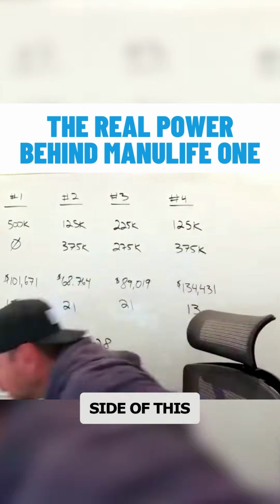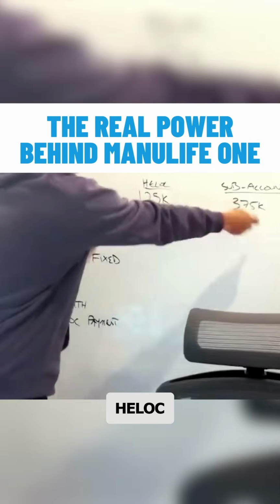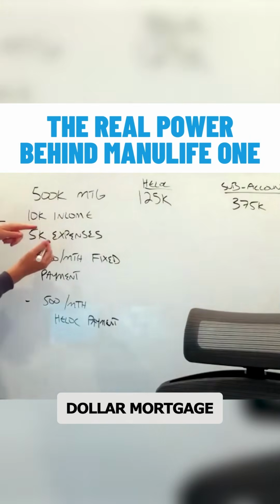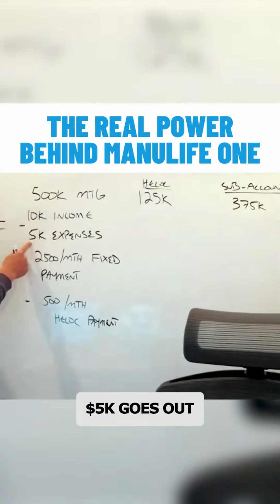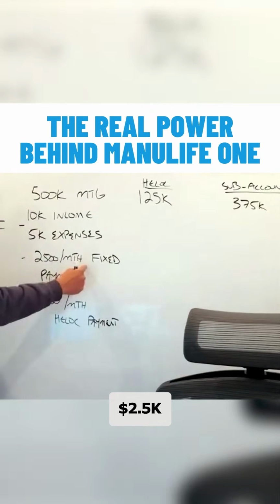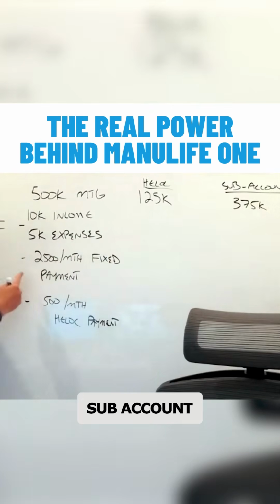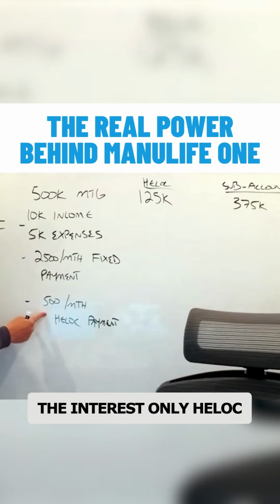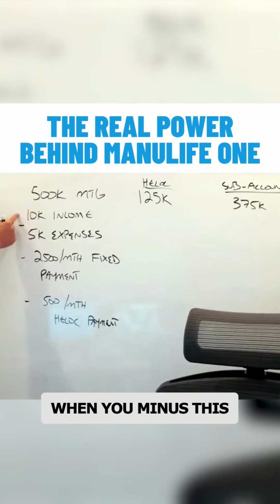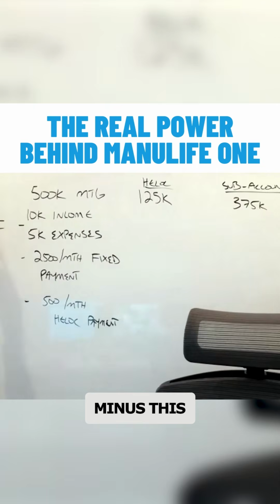So I'll go on the other side of this. This is that setup we had. HELOC, sub account, $500,000 mortgage, 10K of income comes in, 5K goes out in expenses. I'm rounding numbers here. 2,500 goes to the fixed rate sub account and 500 goes to the interest only HELOC. So when you minus this, minus this, minus this, minus this, there's 2K of delta.